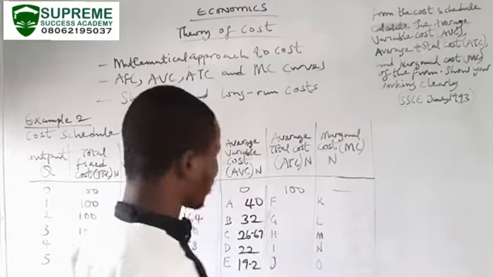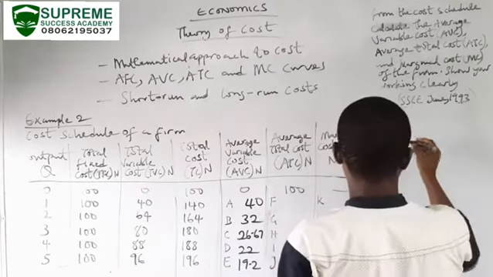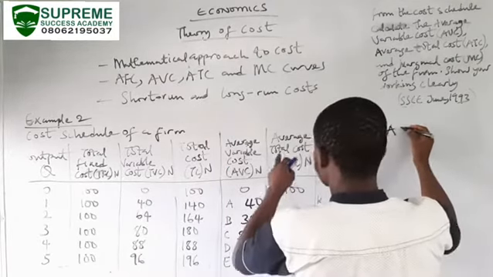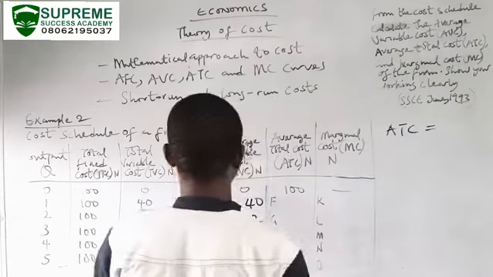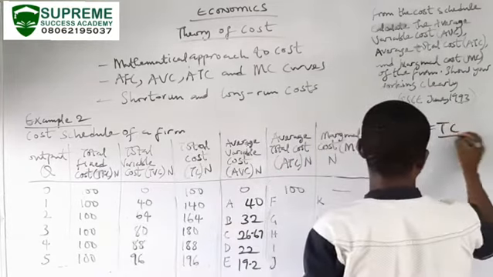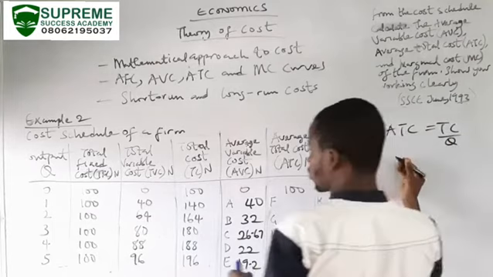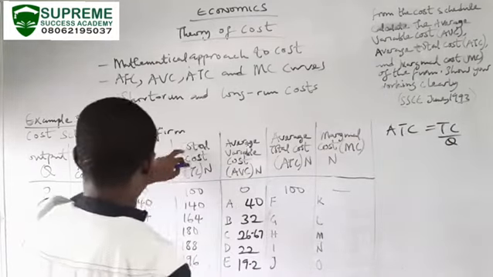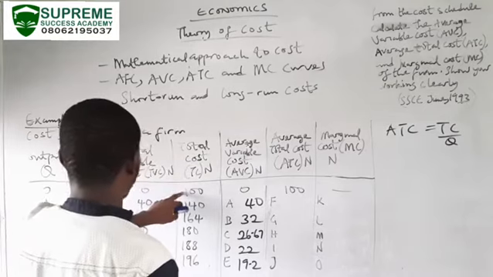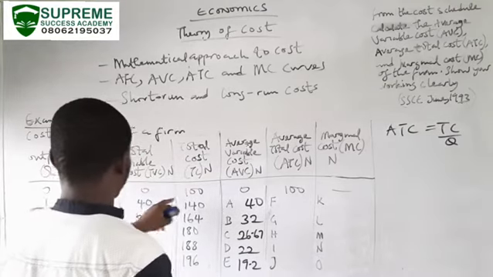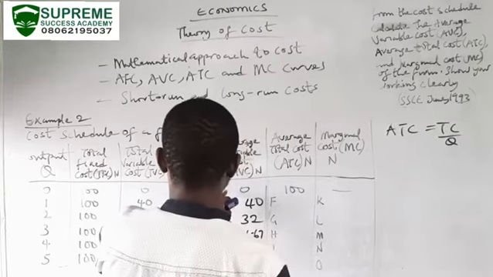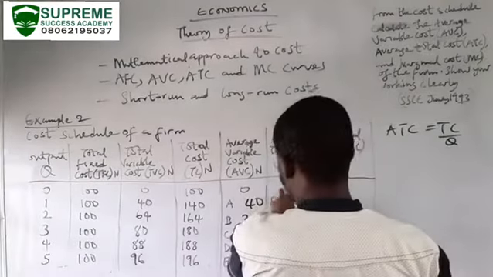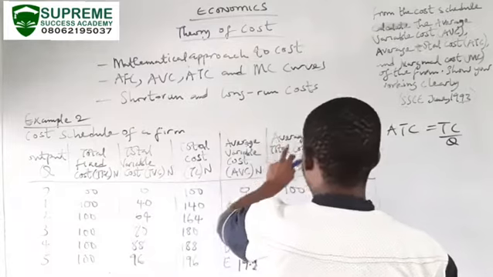The next thing we are going to calculate is the average total cost, ATC. The formula for calculating ATC is total cost divided by output. For 0 output, the total cost is assumed to be 0. Then we've been given the 100 as our first average total cost.